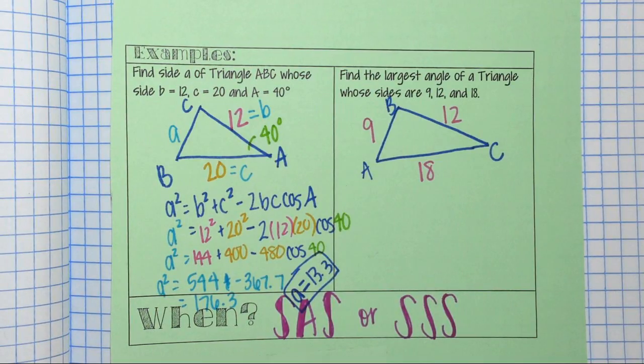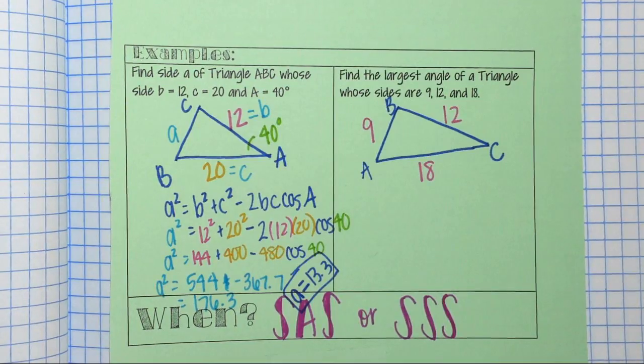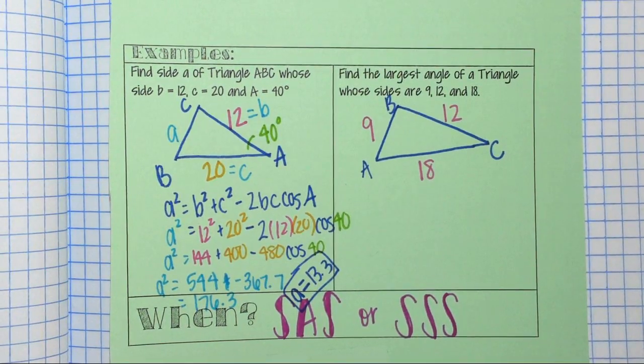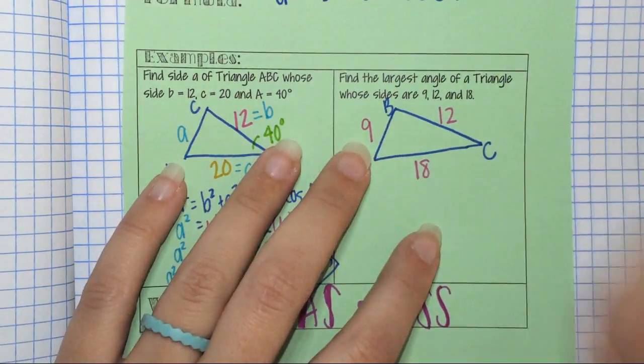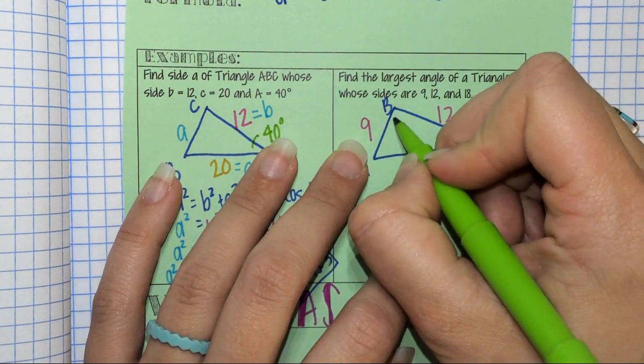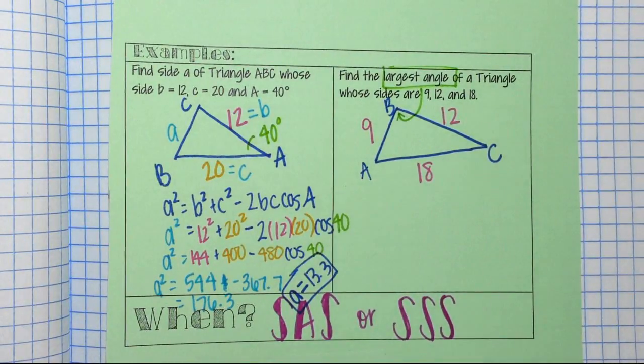Okay. Now it says find the largest angle of a triangle. So how do we know which angle we're looking for? The largest. How do you know which one's the largest one? It's across from the largest side. Why do you know that? Because that's what you told me. Yes! All right, so we're looking for the largest angle, which is going to be B.